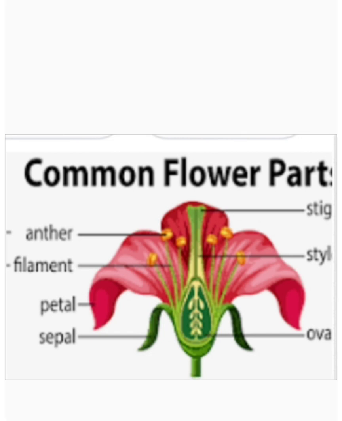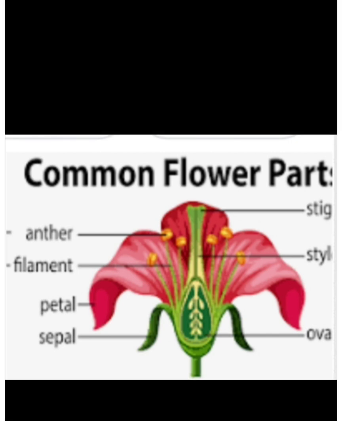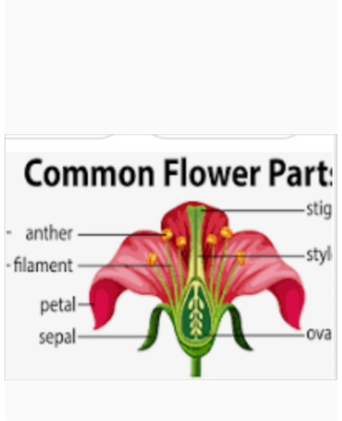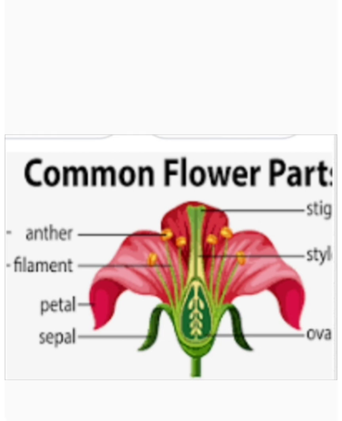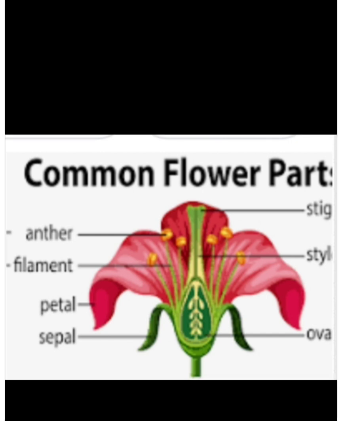In some flowers, one or more parts are missing. Such flowers are called incomplete flowers. Example, date palm, mulberry, maize, etc. Transfer of pollen grains from the anther to the stigma of a flower is called pollination. The ovule becomes the seed and the ovary becomes the fruit after fertilization.